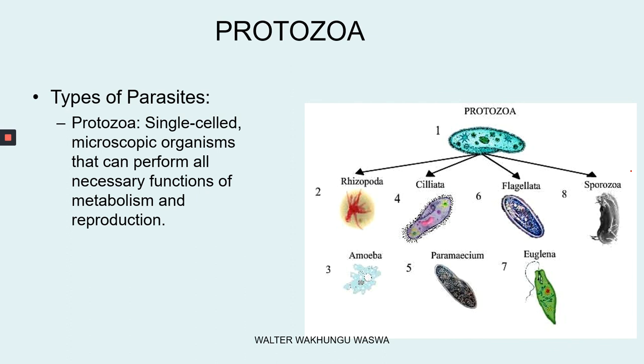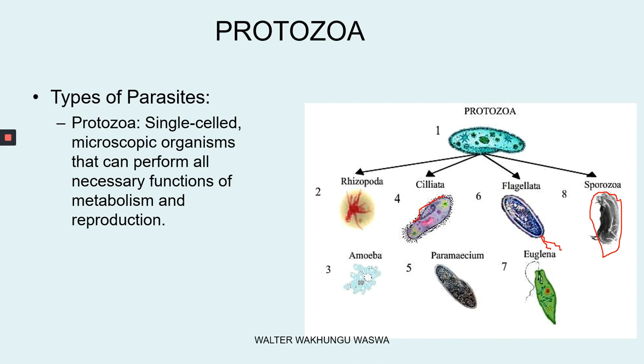So let's look at the protozoa, a type of parasite. A protozoan is a single-celled microscopic organism that can perform all necessary functions of metabolism and reproduction. We have the rhizopoda, the ciliata. You see the cilia extensions still growing on them. So these are the cilia. The flagellates should have a flagellum at the end, either two or several. The sporozoa don't have any, they don't need to move up and down. They have their special adaptation.